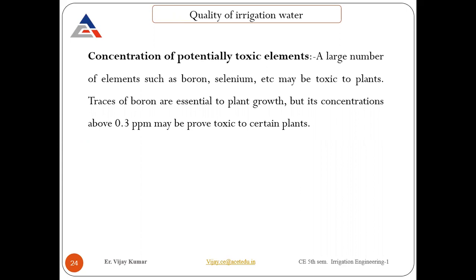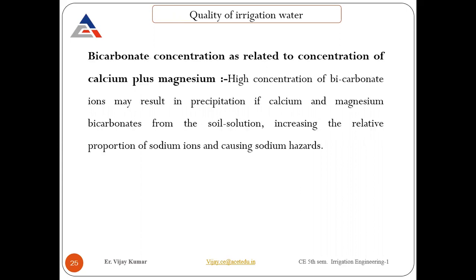So here also, boron is good for plant growth, but if you put more than 0.3 ppm, in that case it's considered to be a toxic element for certain plants. So you need to be very careful about this.